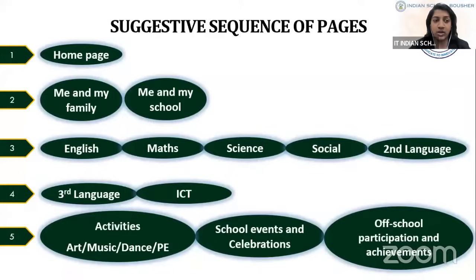This is just one framework for you. You can go beyond this. This is the home page. You can start off with the home page, followed by one page for your friends, me and my family, me and my school. The third list is the pages of the academic pages: English, math, science, social, and second language, and followed by third language and ICT. Then we have one page for activities, one page for school events and celebrations, and one page for off-school participation and achievements.